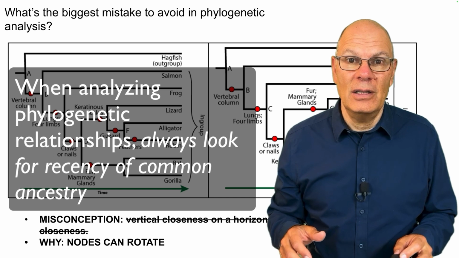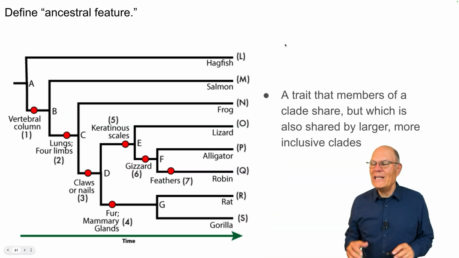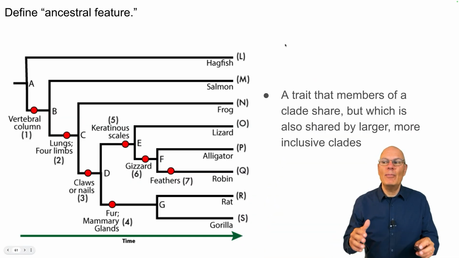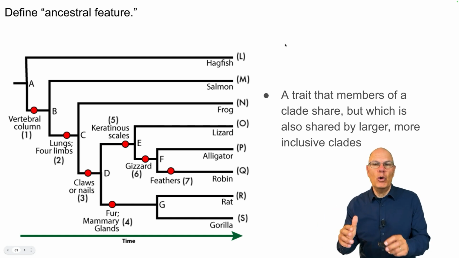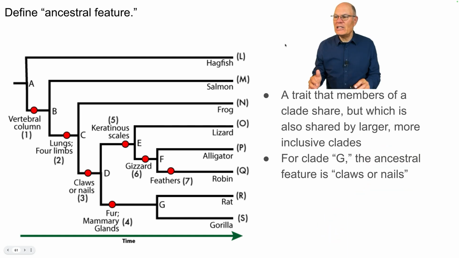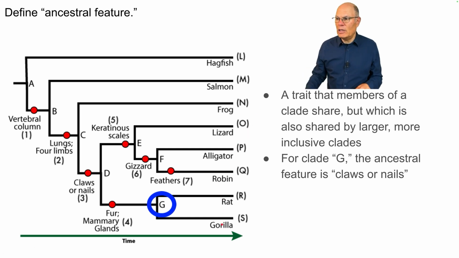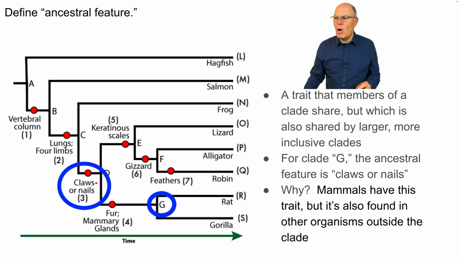Define ancestral feature. An ancestral feature is a trait that members of a clade share, but which is also shared by larger, more inclusive clades. It doesn't define the clade. So for clade G, which includes rats and gorillas, that's the mammal clade, an ancestral feature would be claws or nails. And why is that?